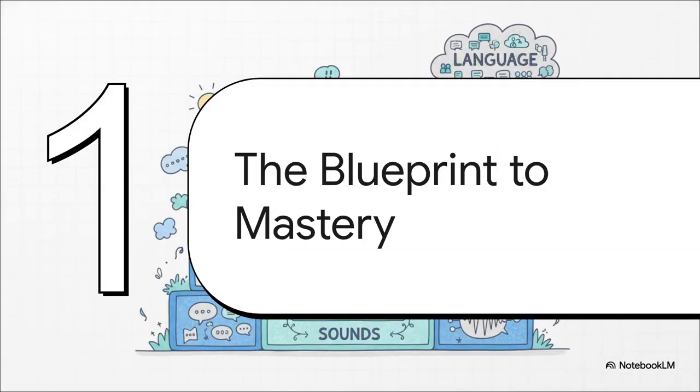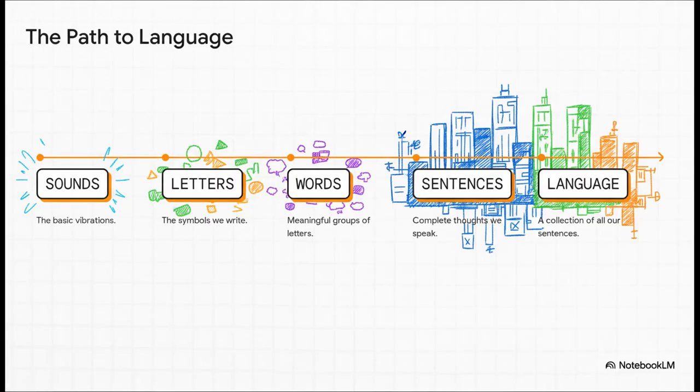Okay, so we've followed this blueprint all the way from the ground up. Let's zoom out one last time and look at the whole structure so we can see what this all really means for mastering English. And there it is, the whole system from the bottom to the top. It starts with sounds. We write them down with letters. Those letters form meaningful words. We arrange those words into sentences. And what is the entire English language? It's really just a giant collection of all those sentences.